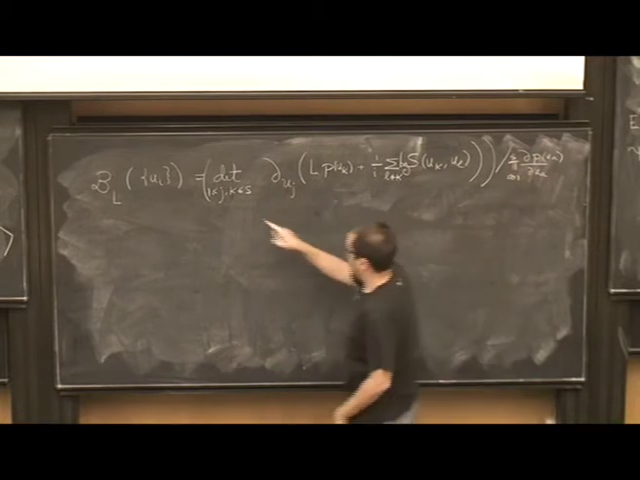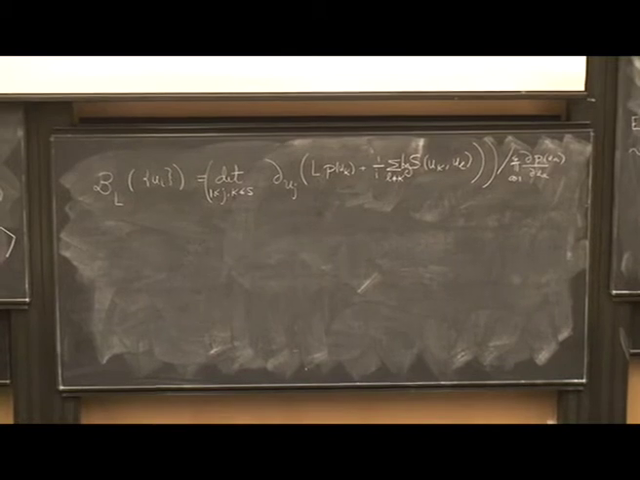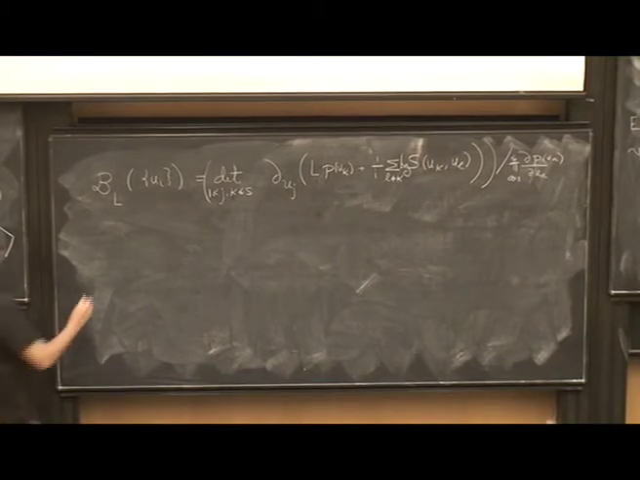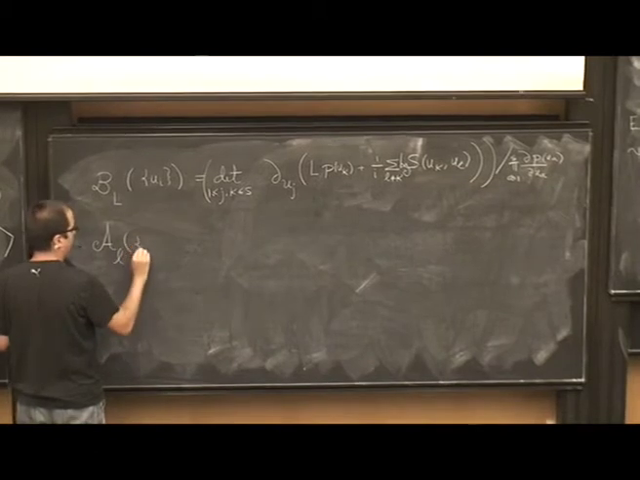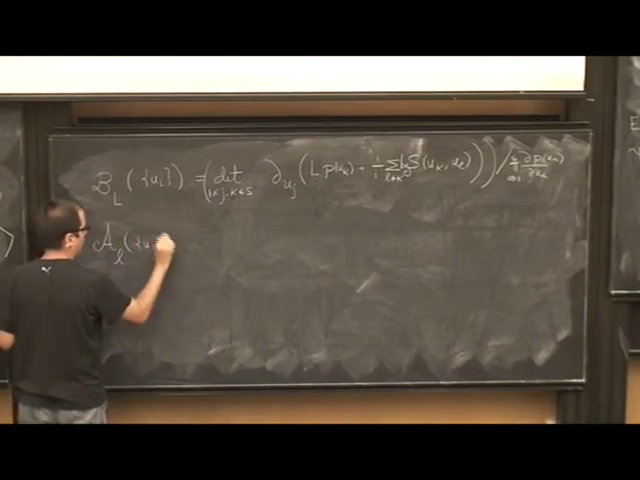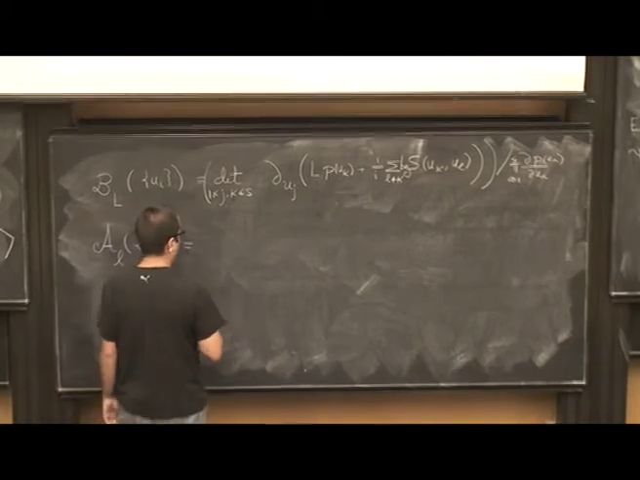Yeah, if you want to put PJ here instead of UJ, then it's perfect. What about A? A_L of U. The claim is that it is given by the following.